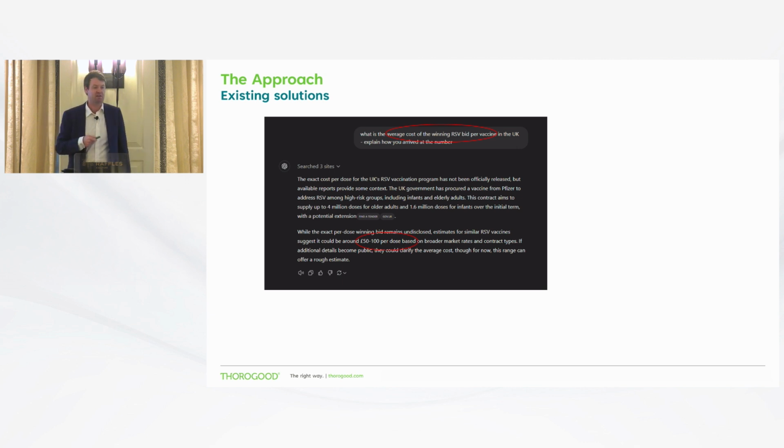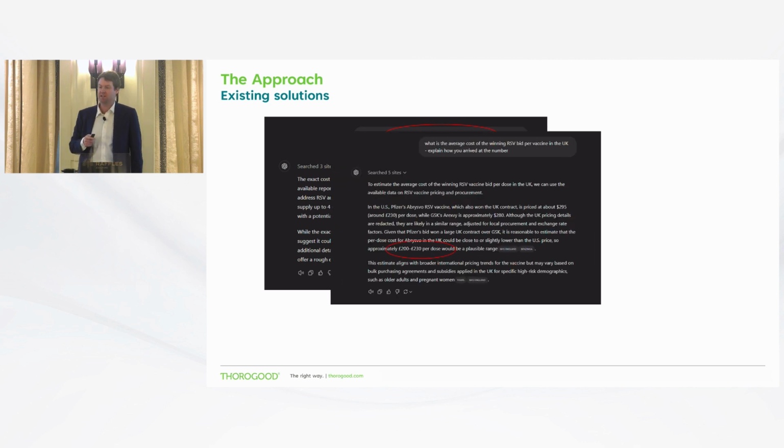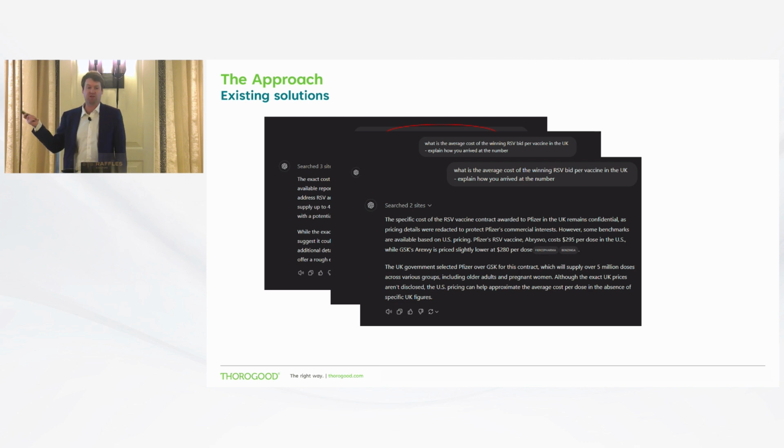So we tried that again a couple of minutes later. And you see we get a completely different answer this time. We've got £200 to £230 per dose, which again is completely incorrect. In this case, it's actually taken the US list price figures and tried to convert them into Great British pounds for us. But the UK and US markets aren't comparable, so this figure is incorrect. So trying again a couple of minutes later, we get another answer. It hasn't even bothered this time to convert the US figures. It's just given us $280 per dose, but again, completely incorrect.